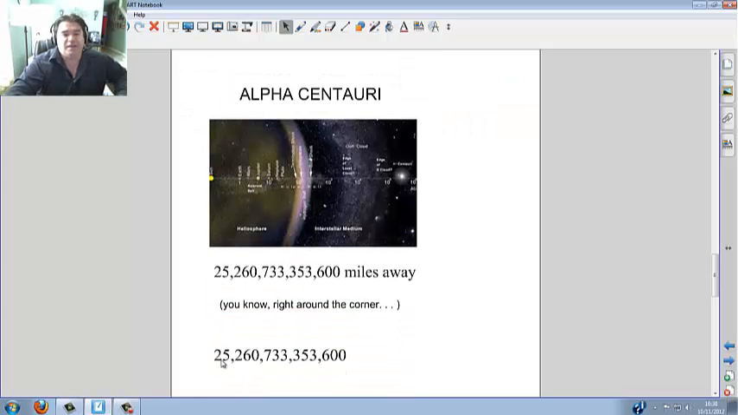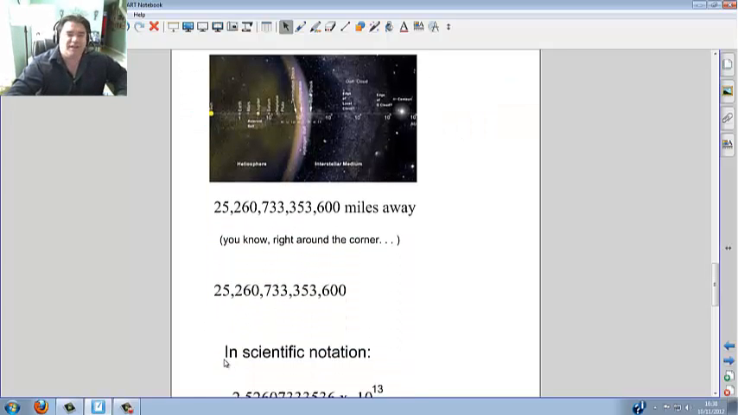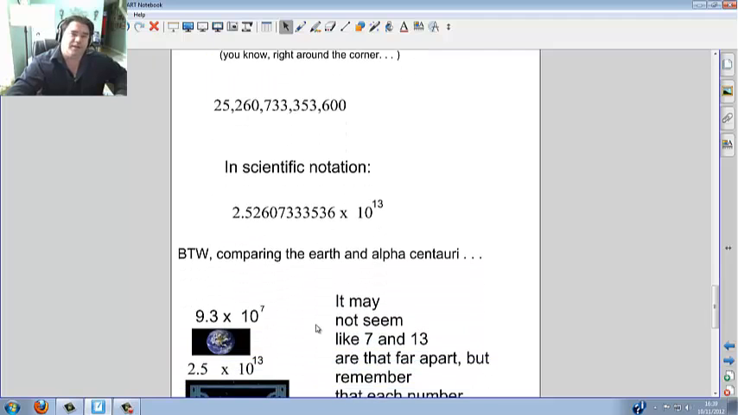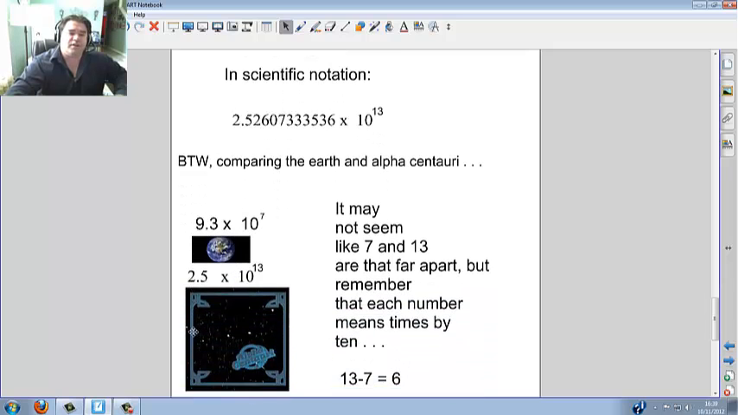But anyway, 25 trillion in scientific notation, 2.52607333536 times 10 to the 13. Why 13? 13 bumps. Now, by the way, comparing Earth and Alpha Centauri, Earth is 9.3 times 10 to the 7. Alpha Centauri is 2.5 times 10 to the 13th.